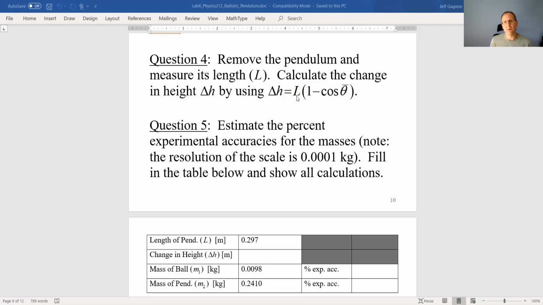Right? Remember, the equation is L times 1 minus cosine of your average angle, cosine of 8.5. Make sure your calculator is in degrees, right, when you do this calculation.